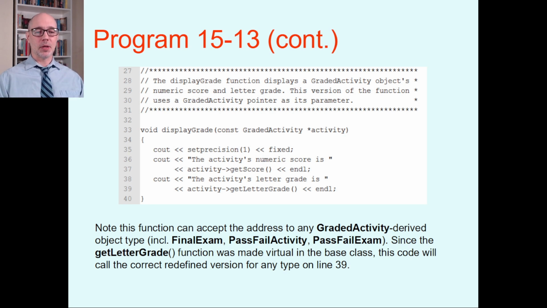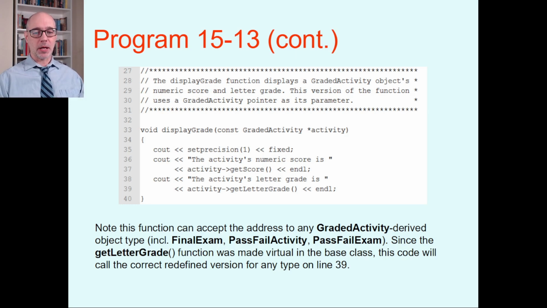And what happens here is lines 36, 37, it says the activity's numeric score is activity arrow getScore. And remember, getScore is an accessor that was defined in the parent class. So all of the different child classes all share that same accessor, and it makes sense you can call that and see the numeric score on the screen.